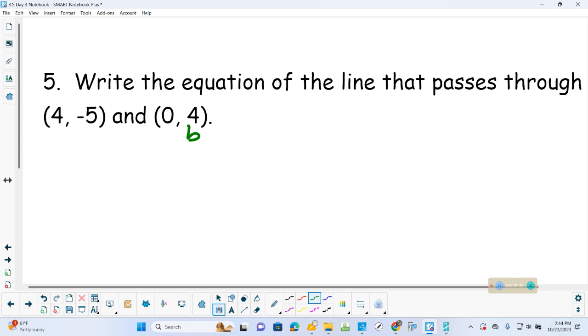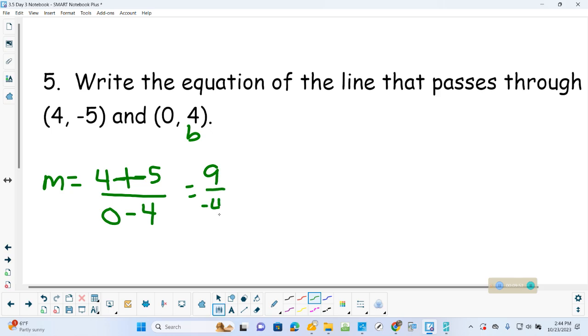Blue. So I'm just going to use my y2 minus y1 over x2 minus x1. So I'm going to have 9 over negative 4, which doesn't reduce, which is okay. I am, though, we usually never keep a negative, one of those unwritten algebra rules. I never keep a negative in the bottom of a fraction. I'm going to kick it out front. And you have the y-intercept, so you are ready to write your answer.